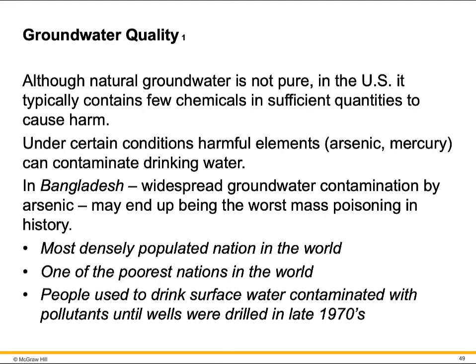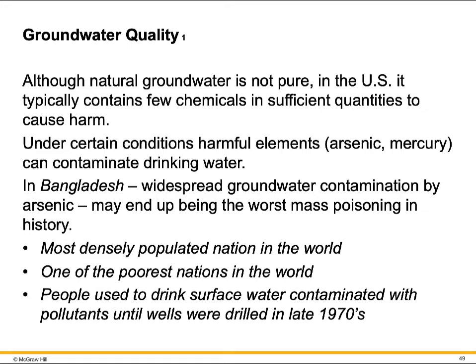Although natural groundwater is not pure, in the United States it typically contains few chemicals in sufficient quantities to cause harm. Under certain conditions, harmful elements like arsenic and mercury can contaminate drinking water. In Bangladesh, there's widespread groundwater contamination by arsenic. It may end up being the worst mass poisoning in history.